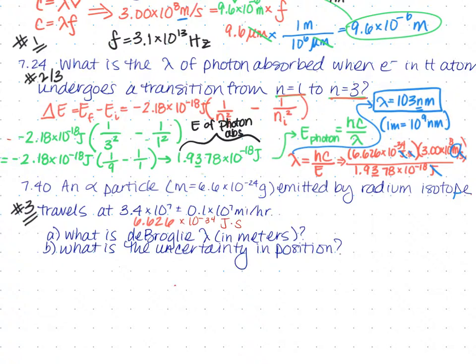So according to de Broglie, all matter behaves also as a wave, but the larger the mass, the smaller and the more undetectable the wavelength is. So we're going to set up our equation for part A.